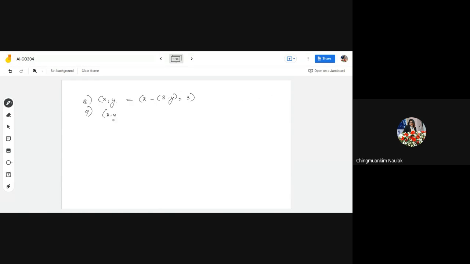Ninth, x comma y becomes x plus y comma 0, or x comma y becomes 0 comma x plus y, where x plus y is less than or equal to 4 and x plus y is less than or equal to 3. So these are the rules that you have to use to solve the given problem.